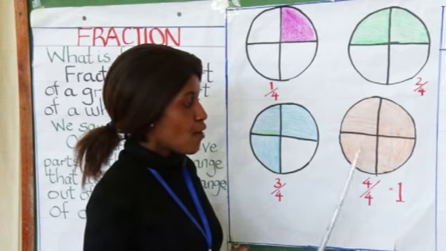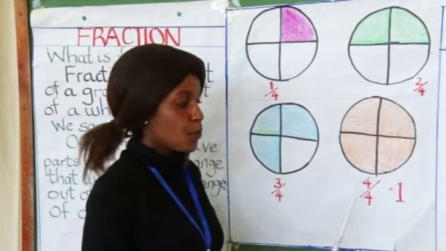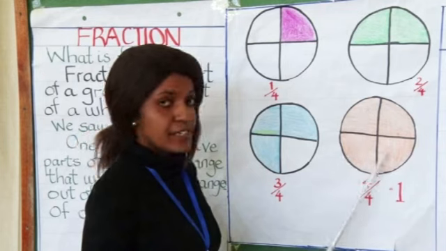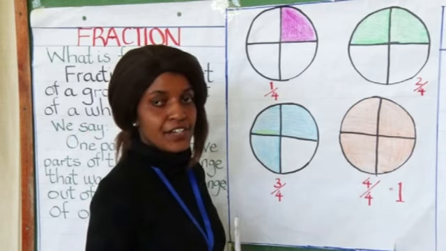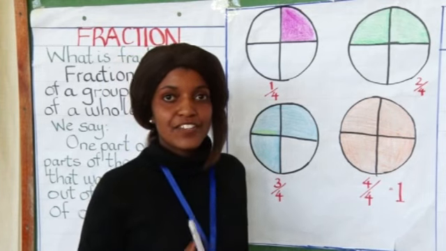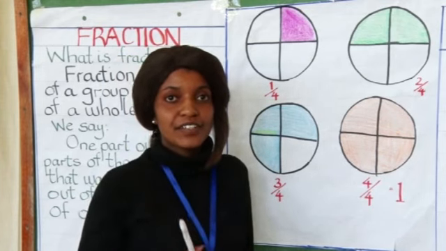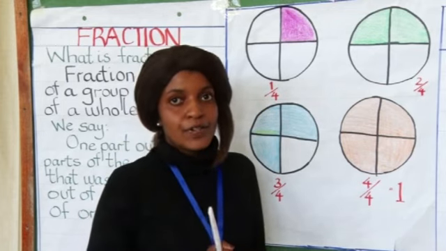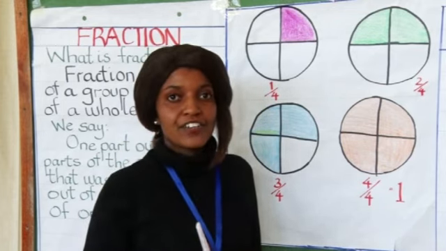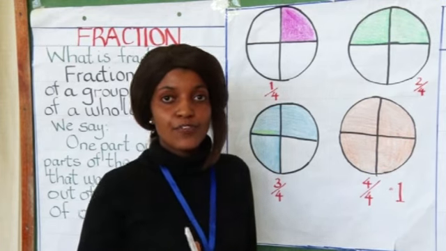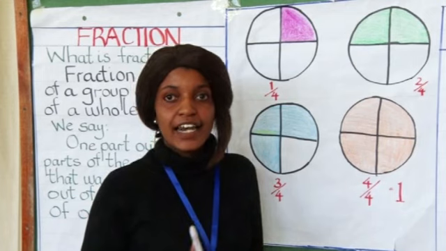So 4 over 4 is equal to 1, or a whole, meaning that the whole drawing is shaded. Now, children, you have seen the meaning of the word fraction. When we say fraction, it is a part of a group or a part of a whole. Now, we have the common fractions, as you learned in class 3. We have a half, the common fraction which is used in daily life.